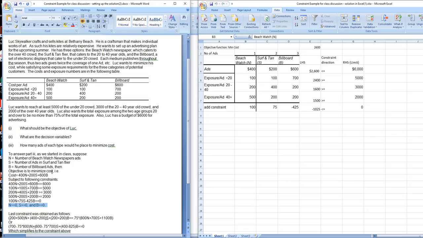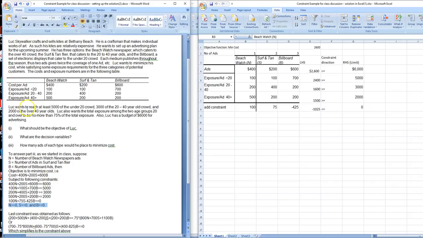So what you are also told is that Luke has a budget of 6,000. So that means he can't spend more than 6,000. So you write that budget equation, or the cost on 3 ads has to be less than or equal to 6,000.